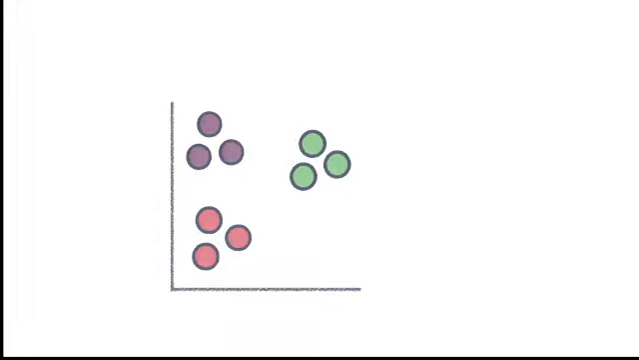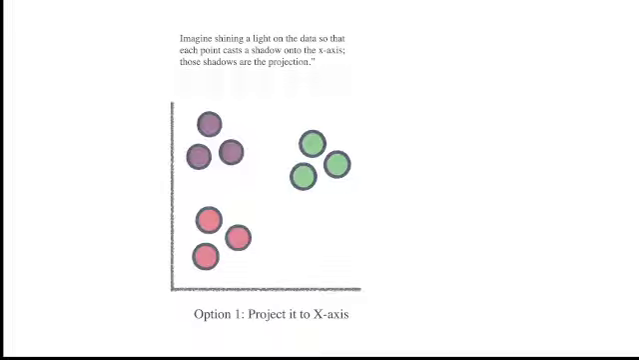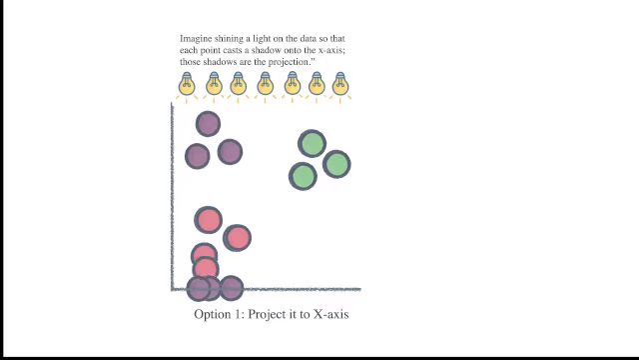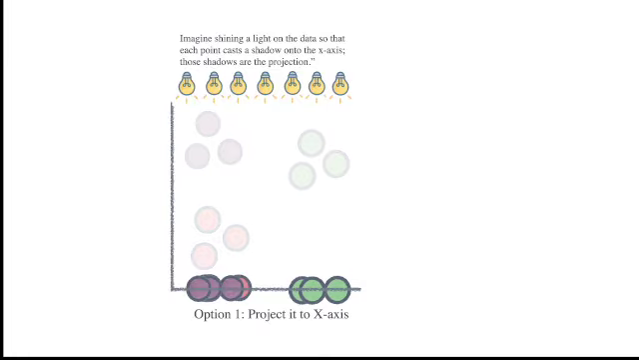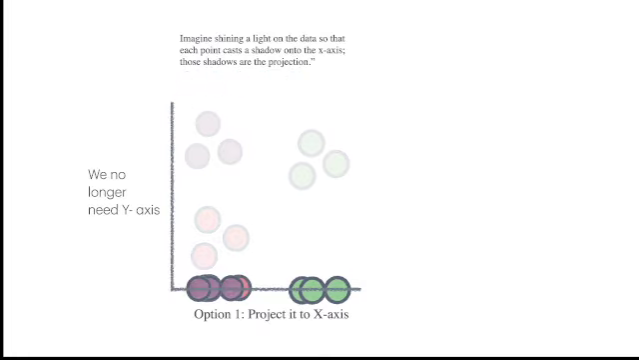First, let's look at a simple dimensionality reduction technique. Take this 2D view of a data set with 3 distinct clusters of data points. To reduce it from 2D to 1D, we could do this in one of 2 ways. We could project it to the x-axis. Imagine shining a light on the data so each point can cast a sort of shadow onto the x-axis. By doing this, we can get rid of the y-axis.